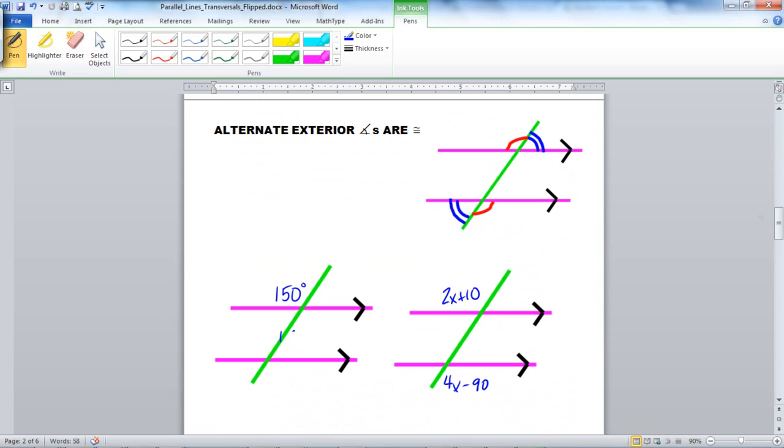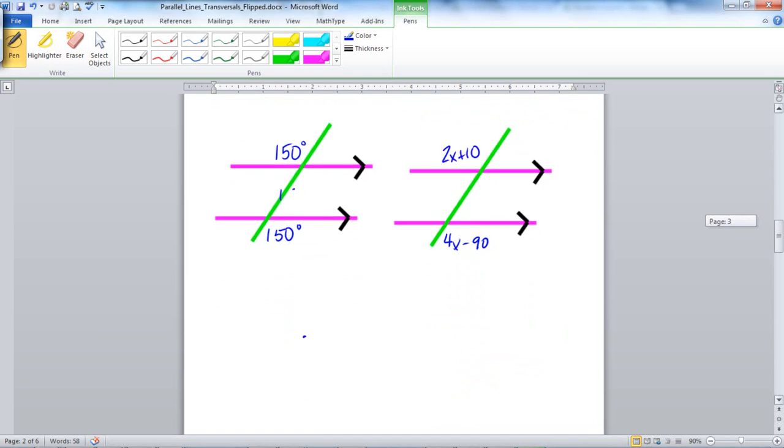Here are the alternate exterior angles. Again, my parallel lines. Now we're on the outside of the parallel lines, so blue to blue, and the alternate side of the transversal, and red to red. So if that's 150 out here, this is 150 degrees out there. Now I could have done this with problems up above, but we didn't need to do too many.